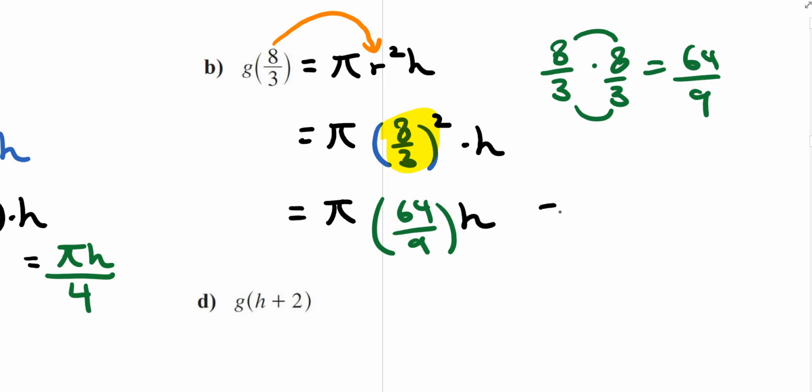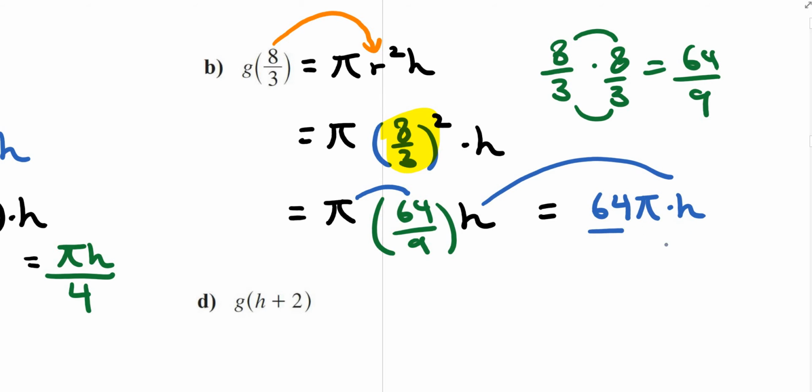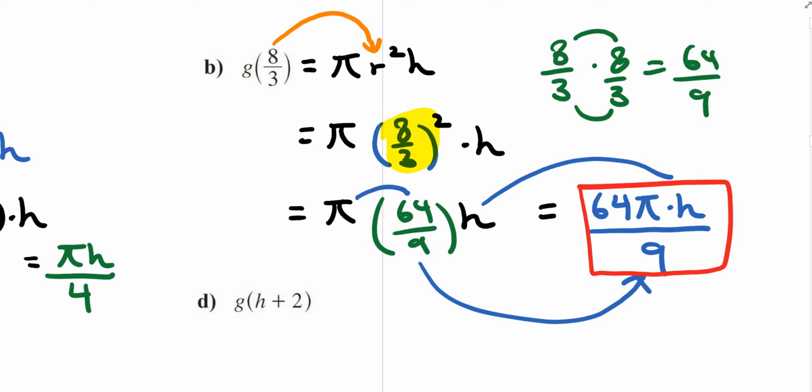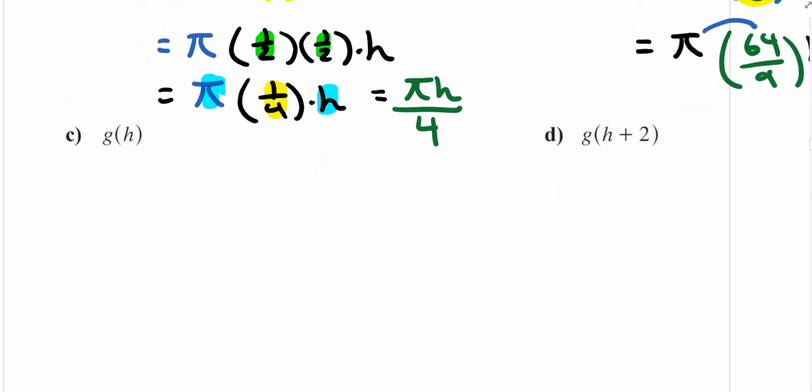Although this is correct, I would just rearrange this. 64 times pi is going to be 64 pi, and then this h will just tag along, and then we can divide this whole thing by 9. So I would write your answer as 64 pi h over 9. Okay, let's move on to letter C now.